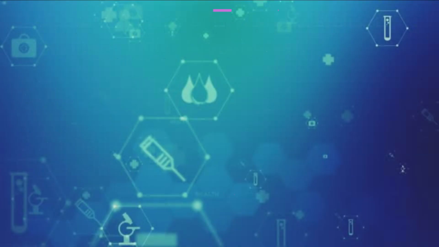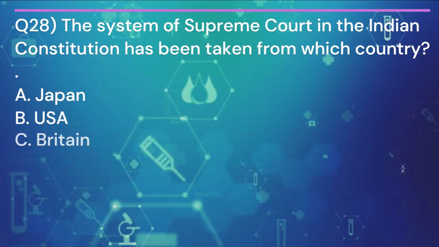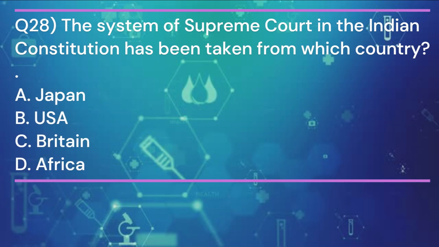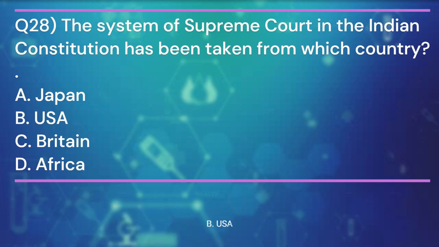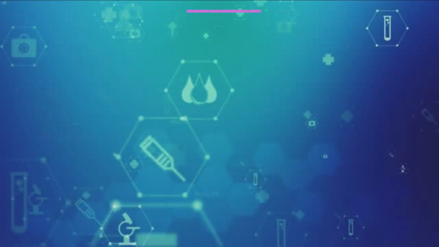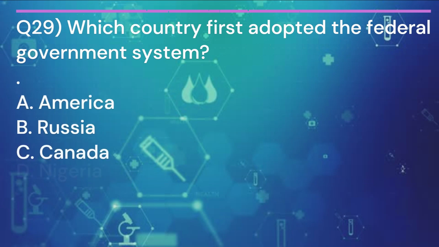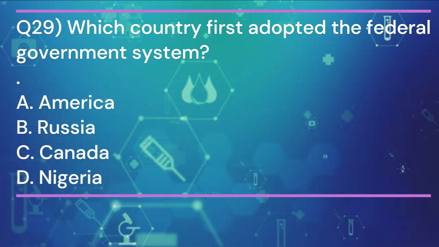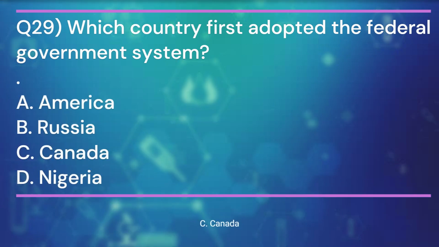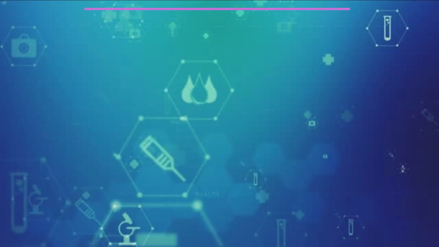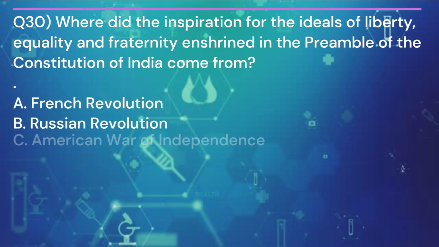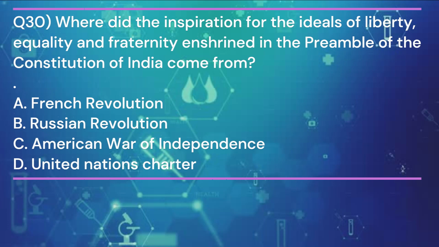Canada. Question 28. The system of Supreme Court in the Indian Constitution has been taken from which country? And the answer is B. USA. Question 29. Which country first adopted the federal government system? And the answer is C. Canada. Question 30. Where did the inspiration for the ideals of liberty, equality and fraternity enshrined in the preamble of the Constitution of India come from? And the answer is A.